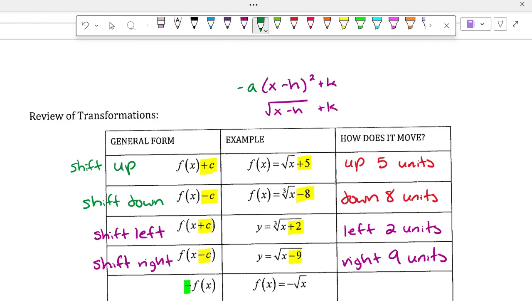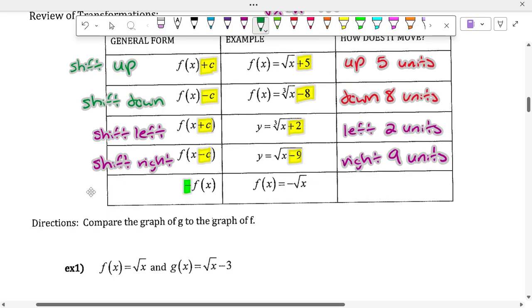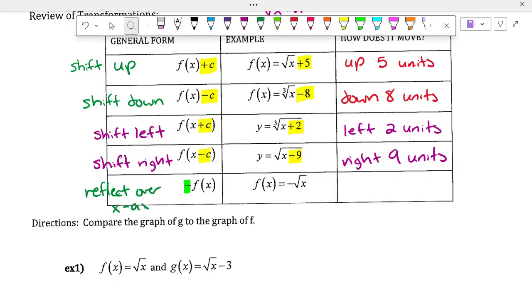It flipped the graph. So in other words, if the quadratic looked like this, it now looked like what if it flipped? So if I flip that quadratic, what does it look like? It's upside down. So in other words, I'm reflecting over which axis? The x-axis. So we reflect over x-axis. And that's exactly what this means. It means reflect it over x-axis.